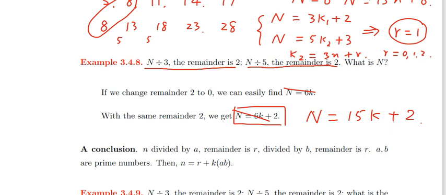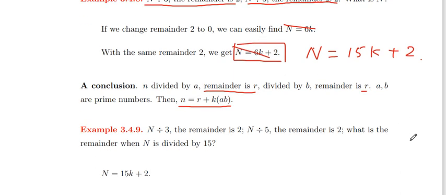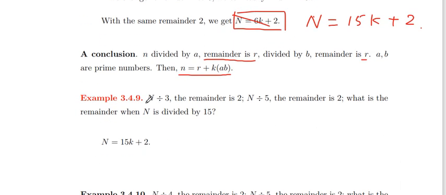So here we have this conclusion. If the remainder is the same, like n divided by a, remainder is r, and n divided by b, remainder is also r, then this number can be written as k times ab plus r. So for this problem, this divided by 3, remaining 2. This divided by 5, remaining is also 2. What is the remainder when this is divided by 15? The remainder is also 2.